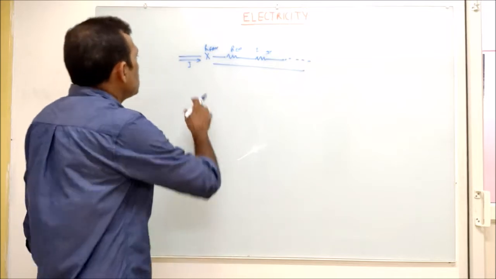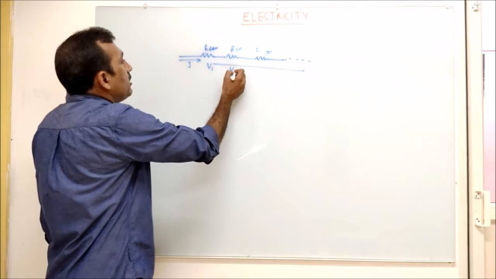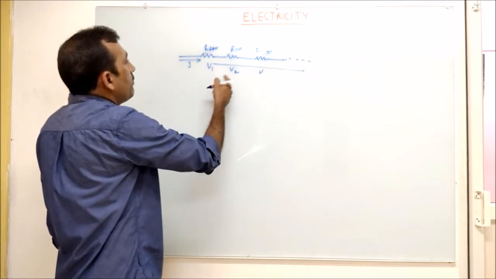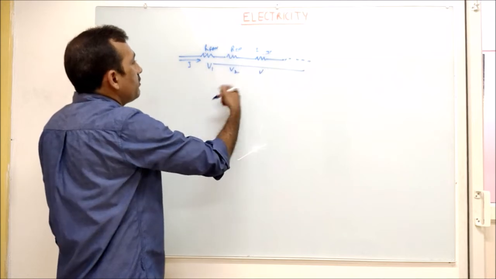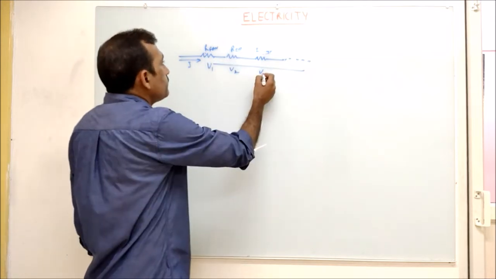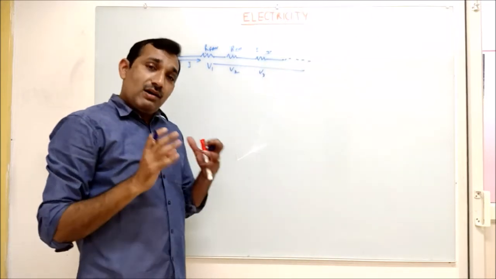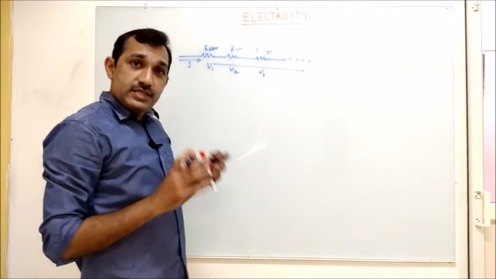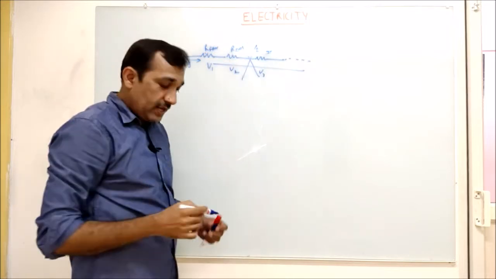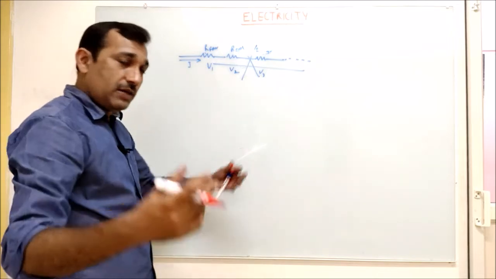One more problem is, when everything is switched on, each one will have a different voltage, which is V1 equal to I into R fan, V2 equal to I into R refrigerator, V3 equal to I into R washing machine. So voltage is going to be different, but all these appliances are designed for a specific voltage. So this is not a practical connection in a house or for connecting multiple things.